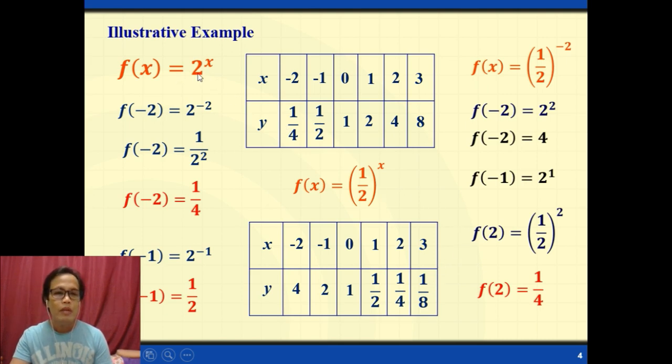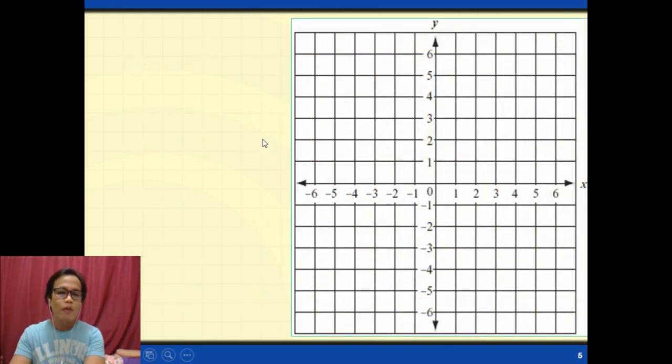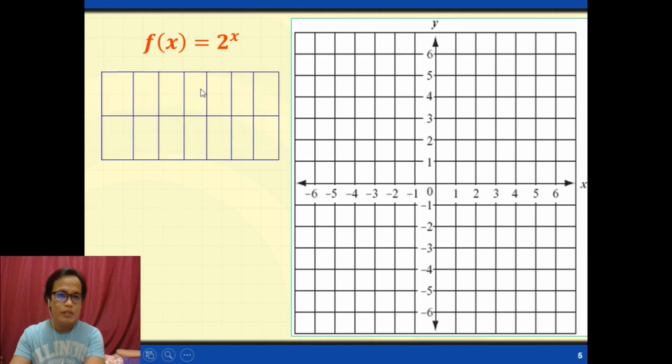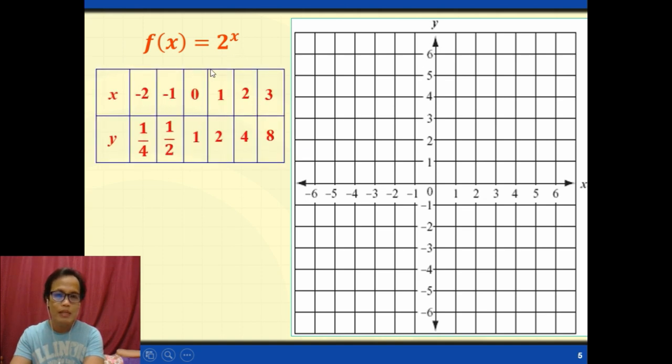So, mao na ni siya ang atong table of values para sa aning function. Now, let's proceed sa iyang graph. Kung ato ning i-plot ang iyang graph using this table of values nga atong nakuha ganina, ato ning tagsa-tagsaon.